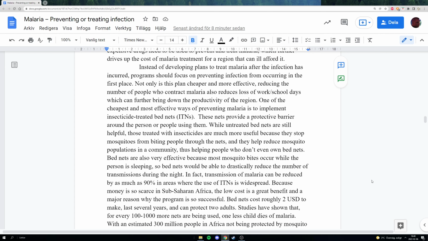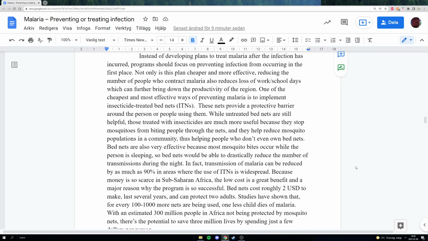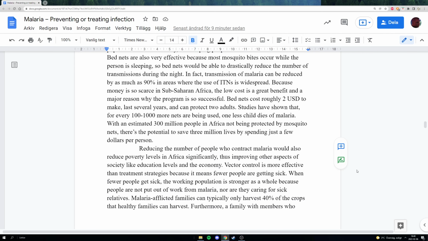Because money is so scarce in Sub-Saharan Africa, the low cost is a great benefit and a major reason why the program is so successful. Bed nets cost roughly $2, so US dollars, to make. They last several years and can protect 2 adults. Studies have shown that for every 100 to 1,000 more nets are being used, 1 less child dies of malaria. With an estimated 300 million people in Africa not being protected by mosquito nets, there's the potential to save 3 million lives by spending just a few dollars per person.